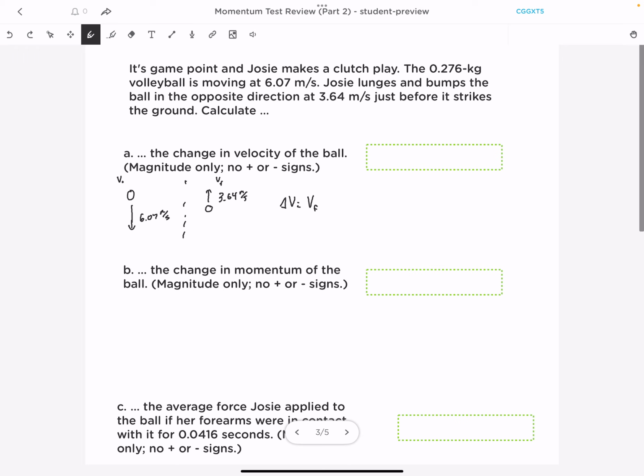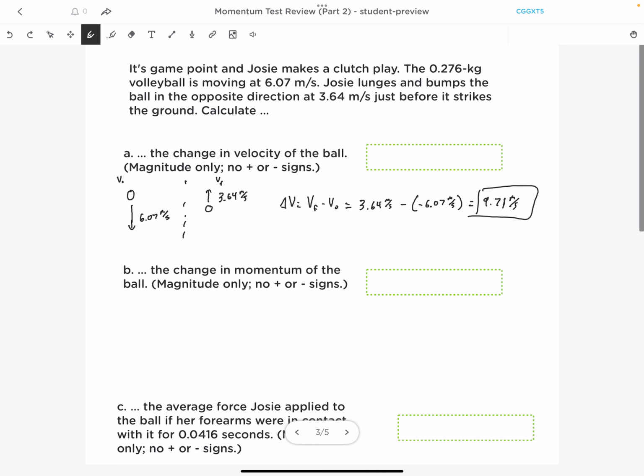So we have VF minus V naught. That's what the delta means for the change in velocity. If I call up positive, I know VF is going to be positive 3.64 meters per second. And I have to subtract from that the initial velocity. It's going downward with a velocity of 6.07, and I'm calling down negative. So it's minus negative 6.07 meters per second. When you do the math, you end up with 9.71 meters per second. So that's what the change in velocity is, 9.71.